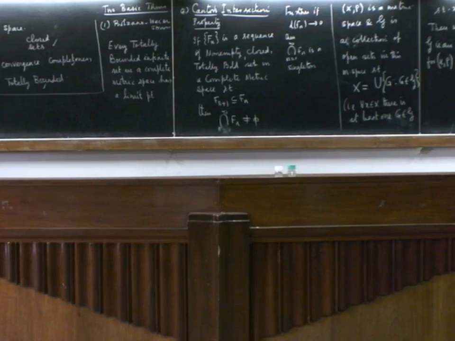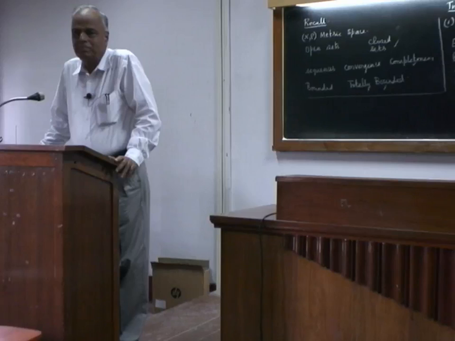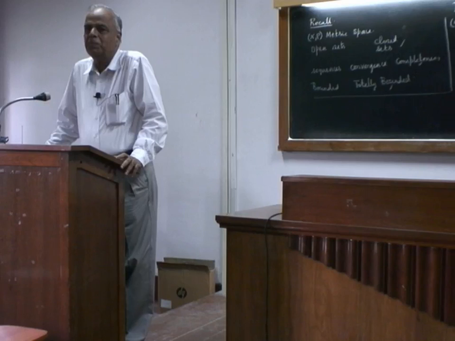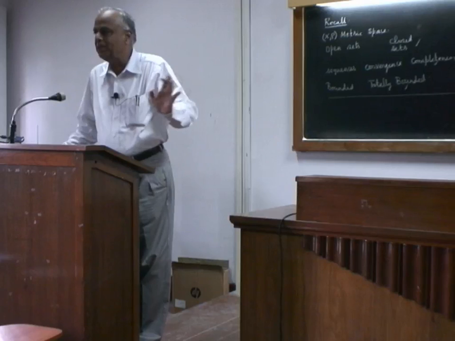So, one of the fundamental things, the universe in which we work in linear algebra, is that of a vector space, right? What are the basic ingredients of a vector space? The vectors. Okay. Now, similarly, the basic ingredients of the metric space are these open sets. We look at these basic ingredients.